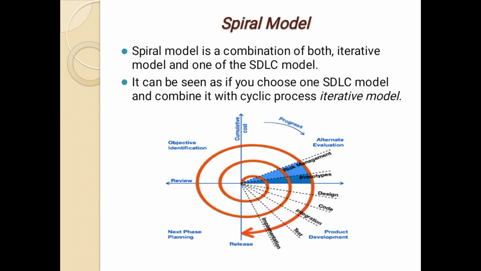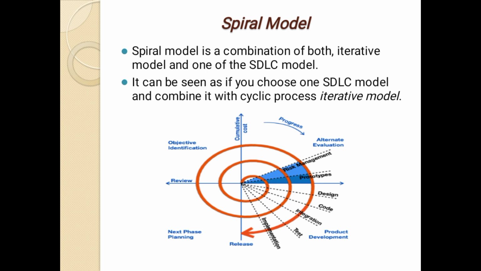And next one is the spiral model. In the spiral model, we can see a combination of both the iterative model and one of the SDLC models. It can be seen as if you choose one SDLC model and combine it with the cyclic process of the iterative model. This model considers risk, which often goes unnoticed by most other models.